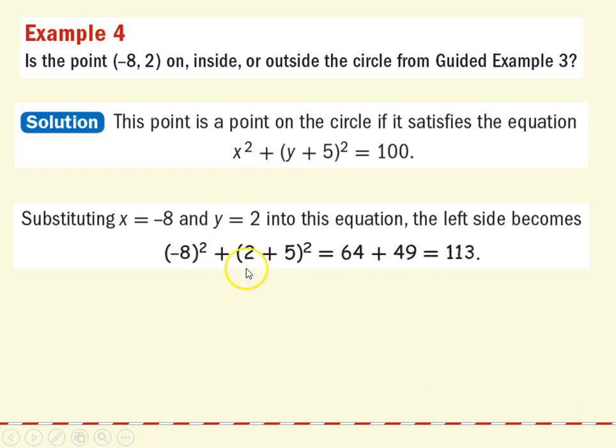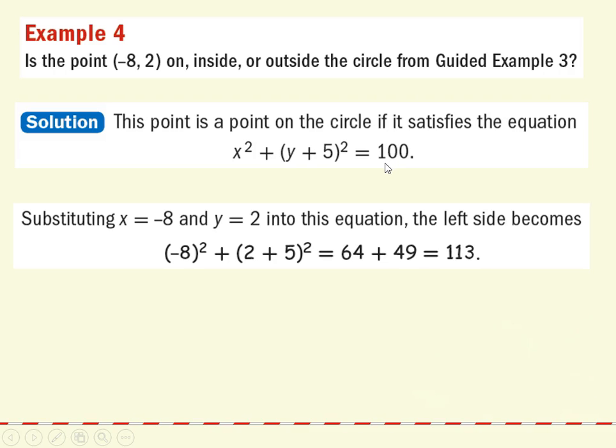Let's look at what this is. Take negative 8, plug it in for x, so negative 8 squared, plus the y became a 2, because the y value is 2, plus 5, that's from our general form, squared. This should equal 100, but when we simplify, negative 8 squared is positive 64, 2 plus 5 is 7, and 7 squared is 49. That's where this comes from. This equals 113, so this is not the same as 100. So what we can say for sure is that negative 8, 2 is not on the circle, because when we plug negative 8 and 2 into the equation we're given, it doesn't equal 100. So it's certainly not on the circle.